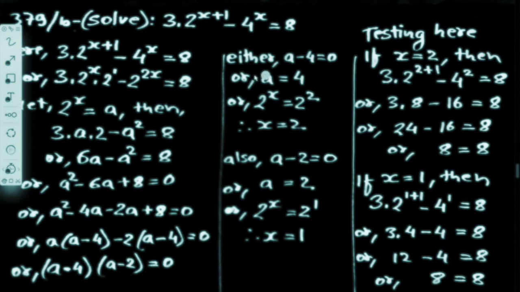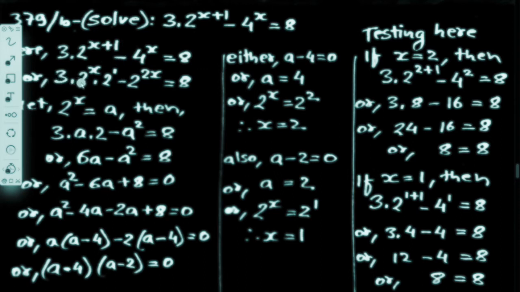Here is the next problem, problem number 379 by B. Solve: the given equation is 3 into 2 power x plus 1 minus 4 power x equals 8. From this equation, we should get the value of x. The question is written here as usual.